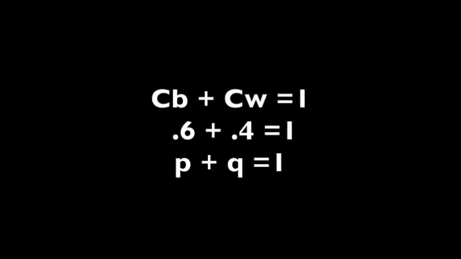In a population, the sum of all the allele frequencies for a gene equals 1. So in this case, 0.6 plus 0.4 equals 1, the allele frequencies for the CB allele and the CW allele. When there are two alleles for a gene in a population, generally it's denoted with a P to represent the frequency of one allele and Q to represent the frequency of another allele. So P plus Q equals 1. Remember, these frequencies represent the prevalence of the alleles in the gene pool, or the total alleles for a gene in the population.